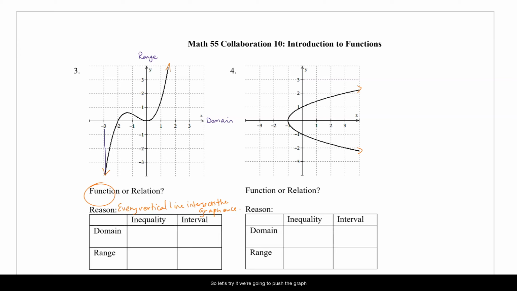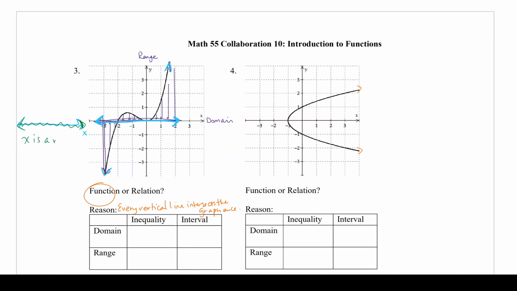So let's try it. We're going to push the graph onto the x-axis, and these arrows at the end come up or down onto that x-axis. They're pretty much showing that the coverage of the x-axis is complete. It goes on forever and ever. So looking at this, if we had our number line for x and we tried to color it in based on what we had, we would color the entire x-axis number line. The entire number line gets covered.